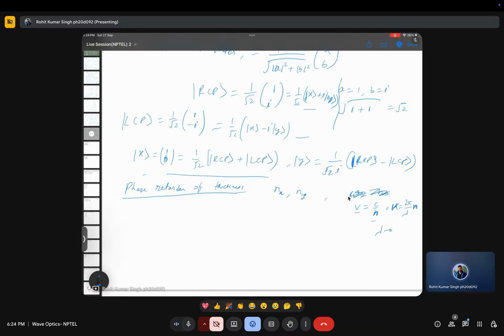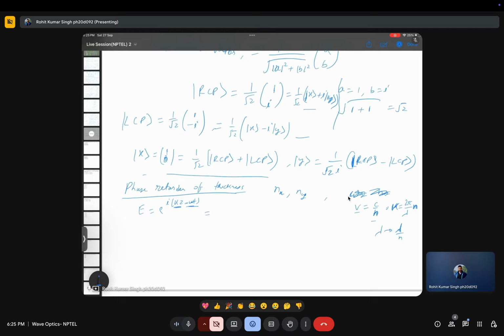Because lambda changes by this value, the wave vector changes like this. Earlier, in vacuum, your electric field was e to the power i(kz minus omega t). Now omega will not change, so this factor will not change, but this factor will change.